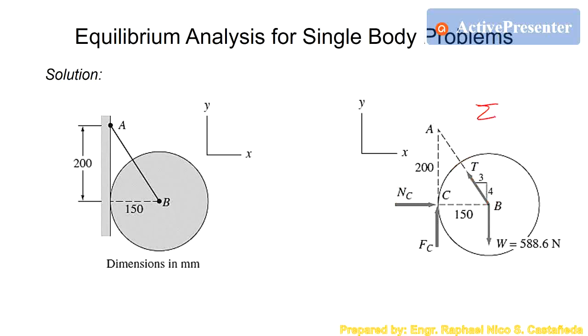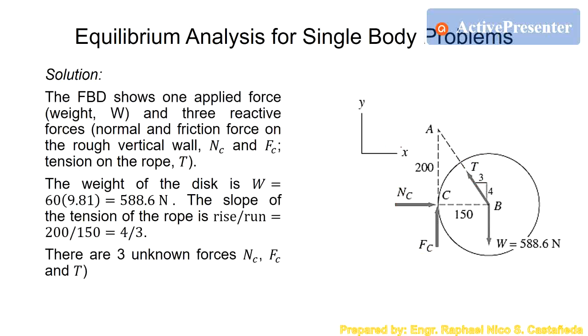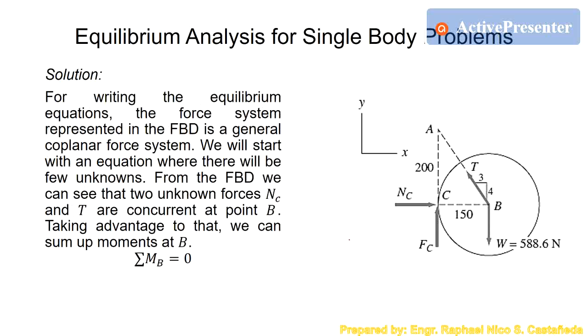So we can do summation moment at B equals 0 so that these 2 forces are not included. Then we will only have 1 unknown force. So we have here the weight of the disc, and we have the slope. We can start with summing up moment at B to take advantage that the 2 unknowns, NC and T, are acting at B, so that we cannot include these 2 forces by summing up moments at B.